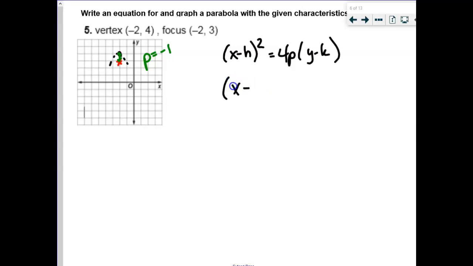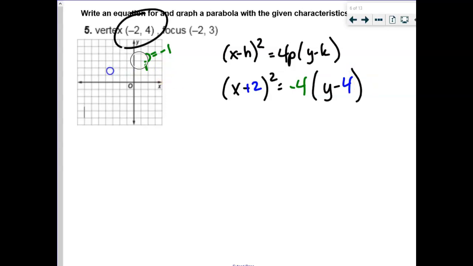So x minus h, we already knew h and k, they're right there. So x minus a -2 would be x plus 2 squared. We just decided p was -1, so 4 times that would be -4. And then y minus k, which we already knew the k was a 4. And then we're done.